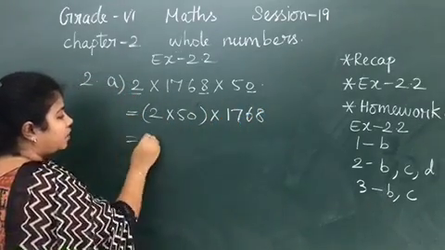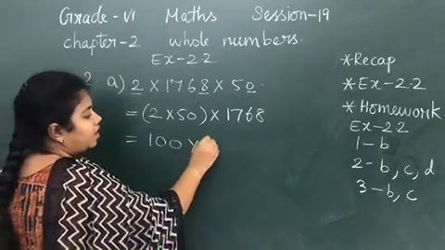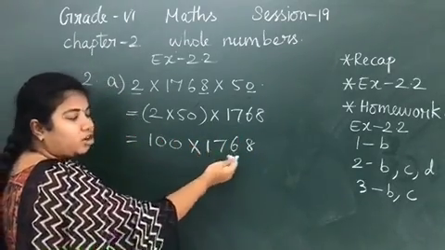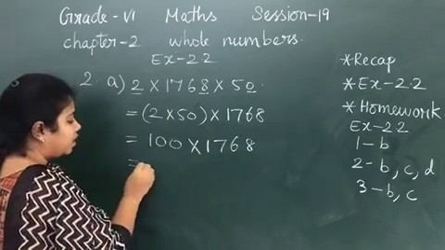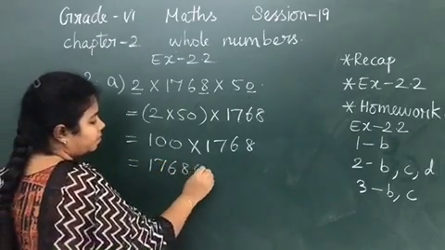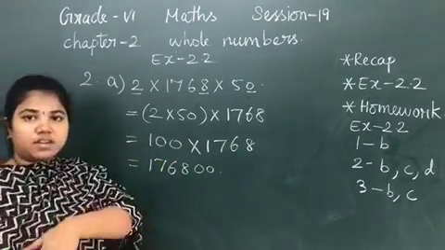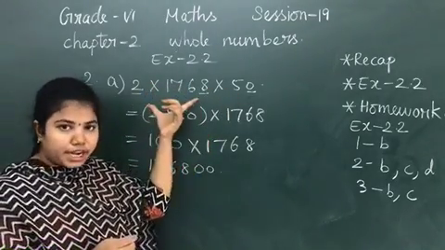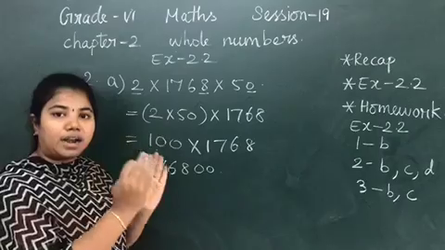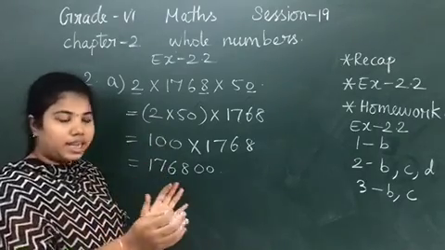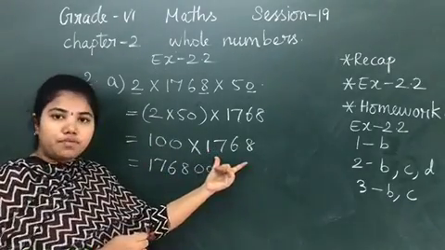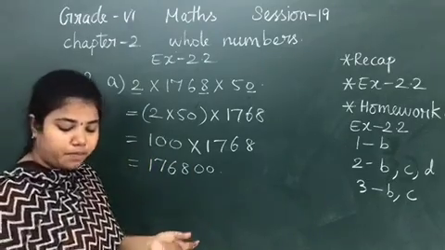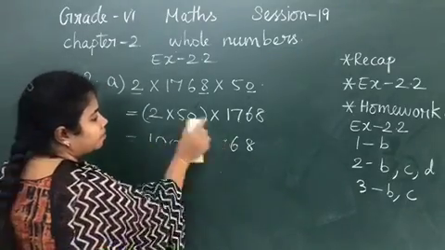What is 2 into 50? It is 100. 100 into 1768. Just add 2 zeros to the given number. This is your answer. Can you understand how you are taking suitable rearrangement? If you are multiplying any 2 numbers, you have to get some 100 values, thousands or like that. So that if you multiply with a given number, you will get an easy product. Can you understand? Okay, now let us move on to the next sum.